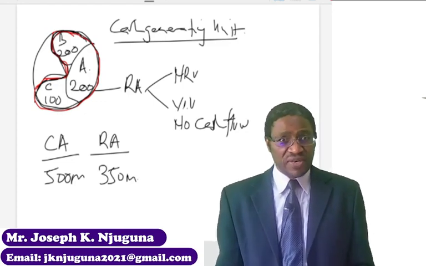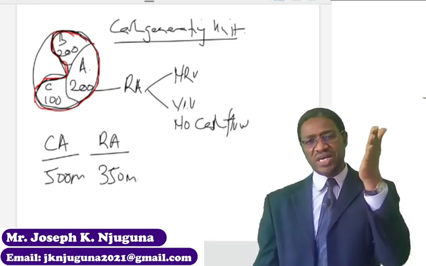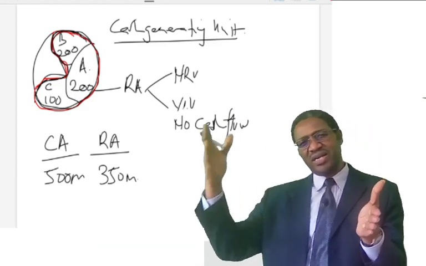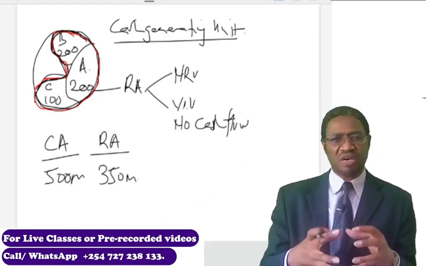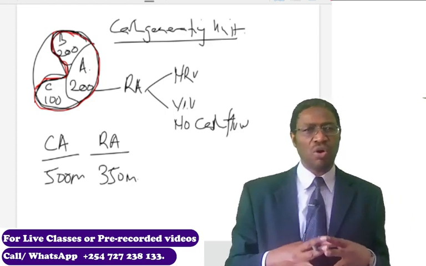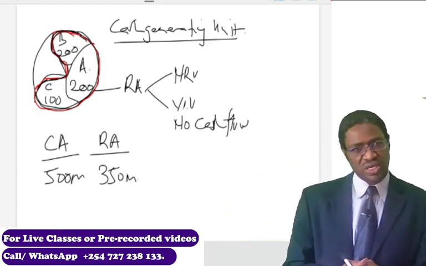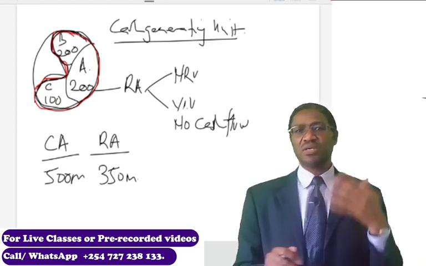Has your unit suffered? The answer is yes. The unit has a carrying amount of 500 million. It has a recoverable amount of 350. So the unit has suffered an impairment loss of 150 million. Okay? The unit has suffered an impairment loss of 150 million.